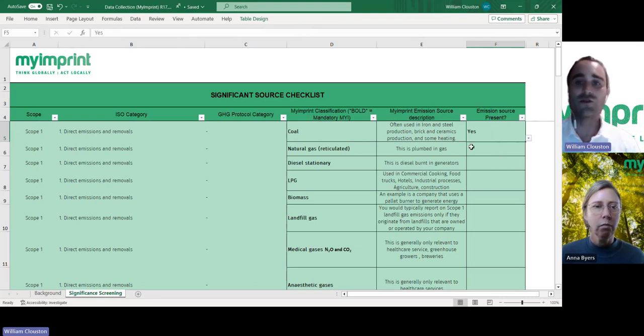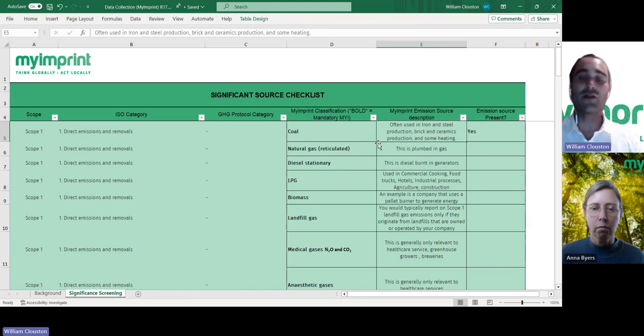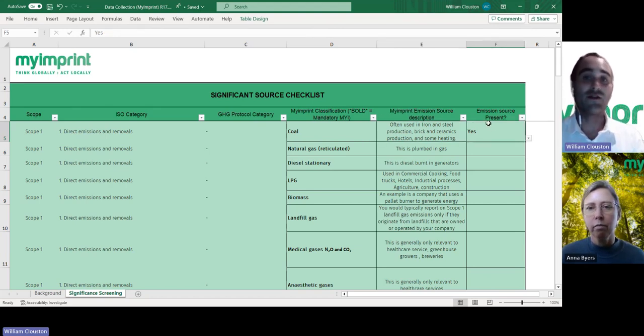So I'll go through each one. Some I'll provide some more clarification on, some I'll go over quickly. For example, coal, it's pretty self-explanatory. And mark yes or no whether you have it. And if you need any further clarification after this, please feel free to get in touch.